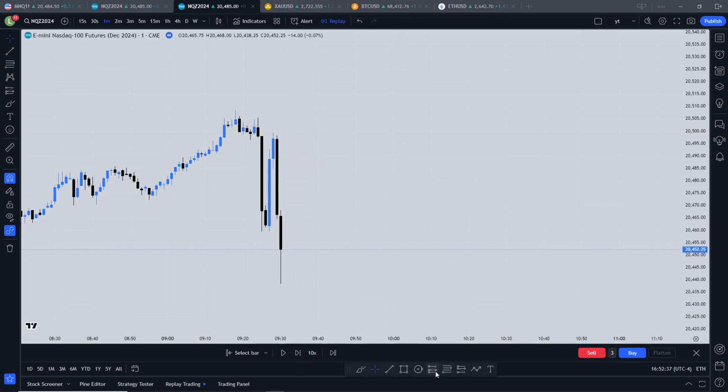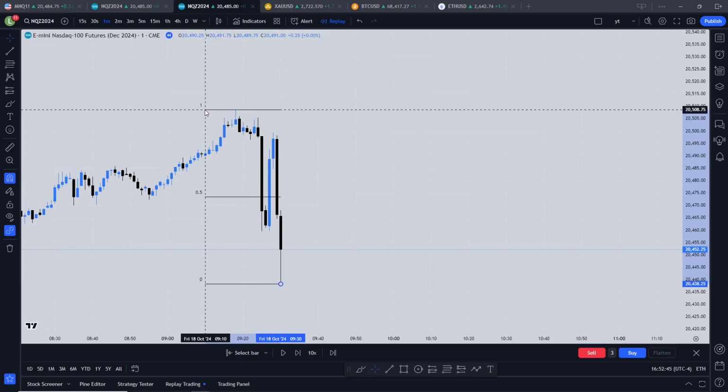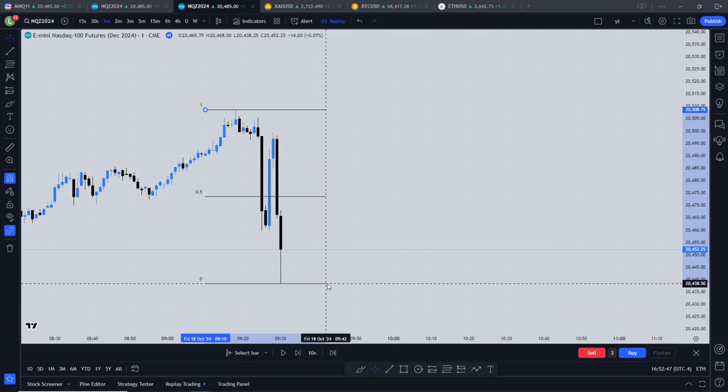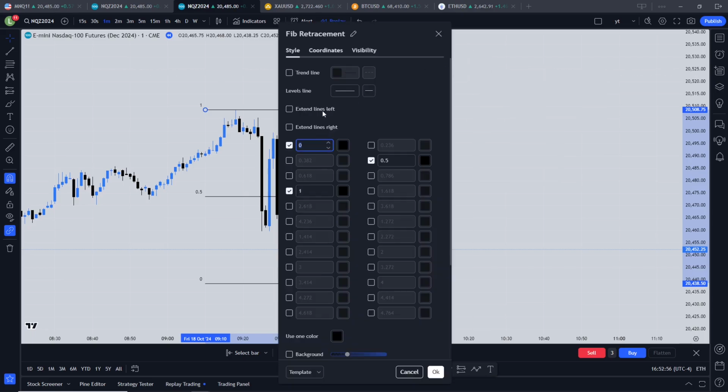The first thing I'm going to do to see if we are in discount or premium is this current range that we have. You basically take a fib retracement tool, and you're going to go into the settings on the fib retracement, and these are the settings you're going to want to put. You can change the colors if you want, but you only want 0, 0.5, and 1. You don't use the other ones for this.